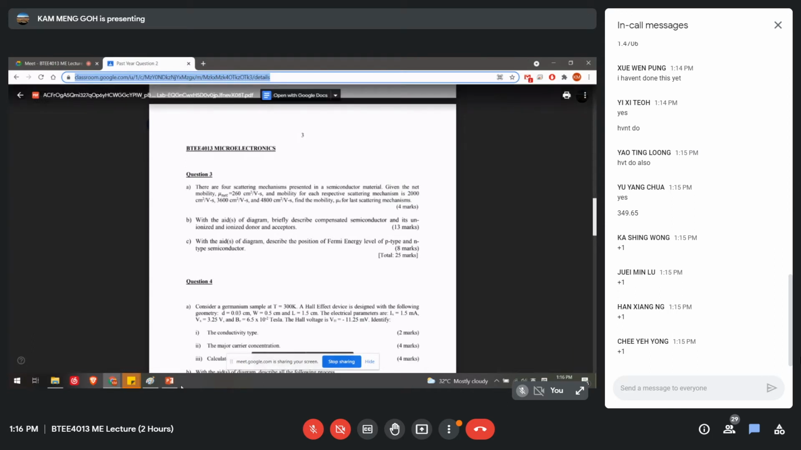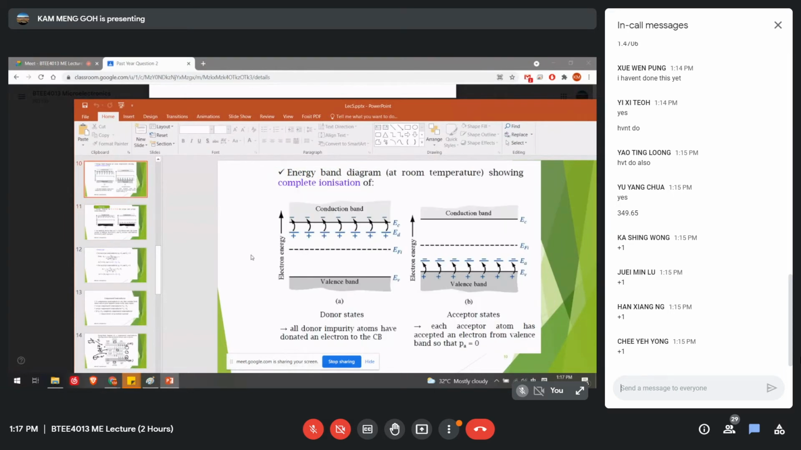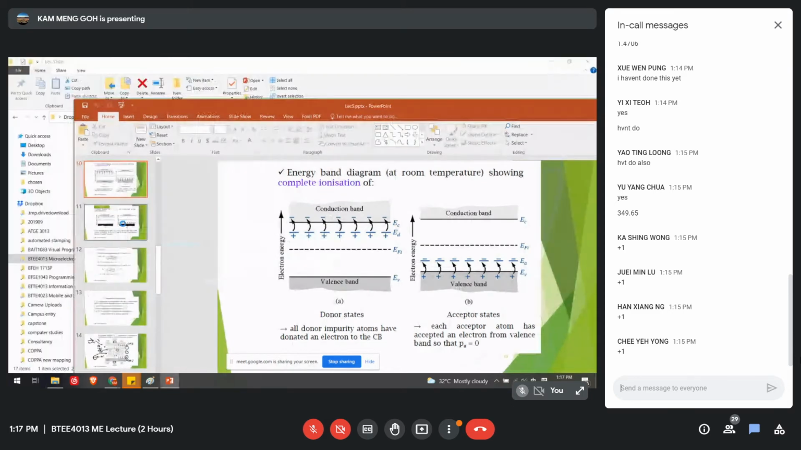While for question 3C, with the energy band diagram, describe the position of the Fermi energy level of P-type and N-type. To answer this question, you need to refer to this. The Fermi energy level is somewhere around here, and somewhere around here. And for the further one, you can refer to lecture 4 if I'm not mistaken.